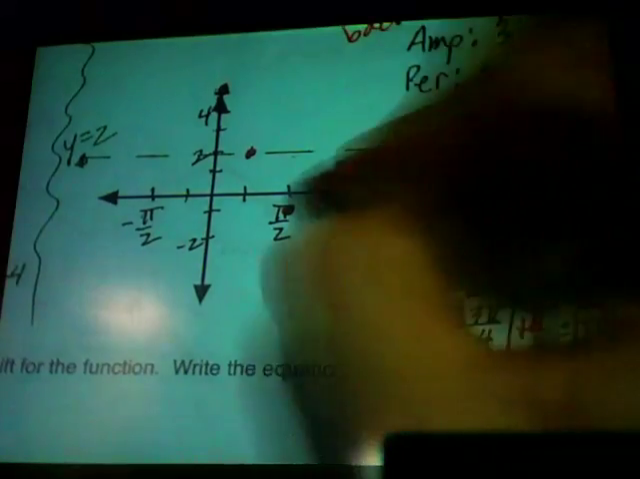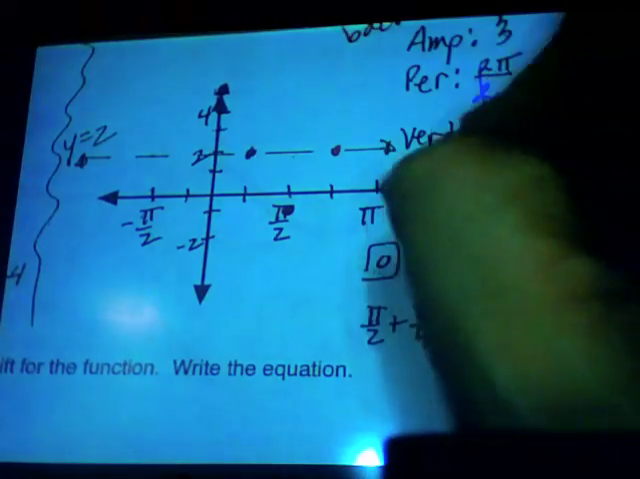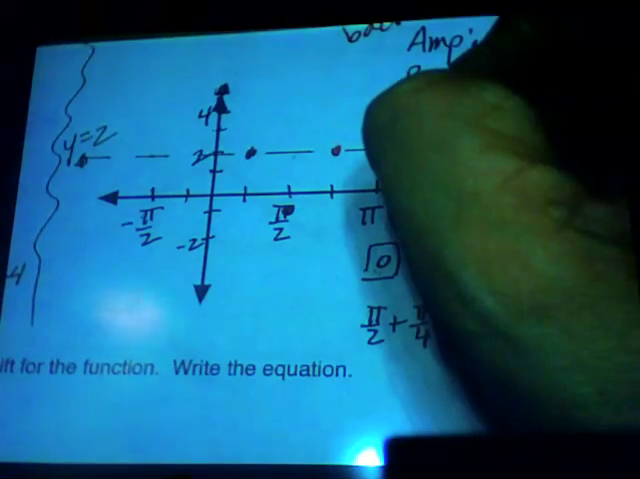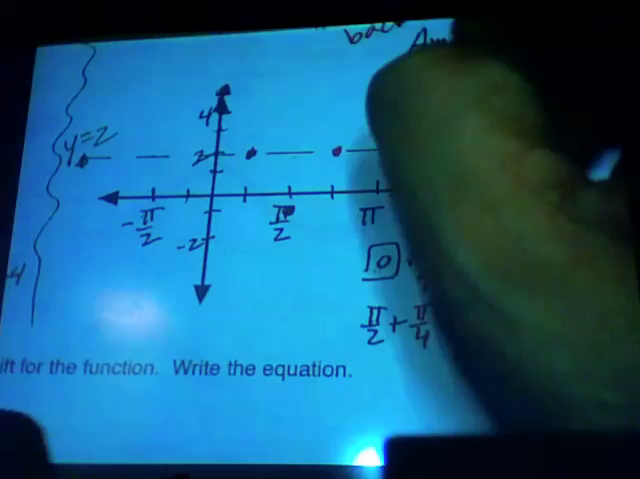All right, so on the next hash mark, aren't we back up to 0? This is our 0 line. And then at pi, how far up do I go? 1, 2, do I go up to 3?